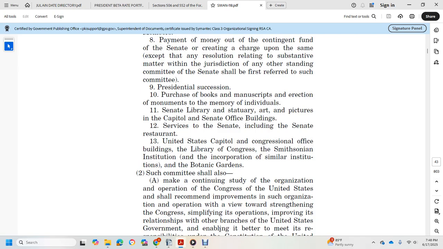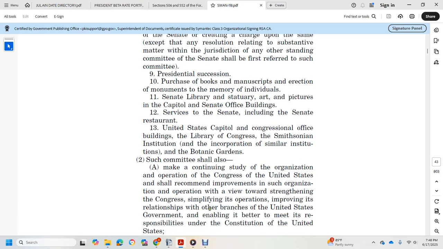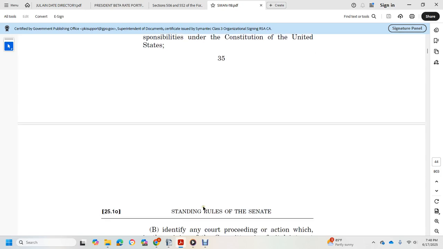Congress of the United States, and shall recommend improvements in such organization and operation with a view toward strengthening the Congress, simplifying its operation, improving its relationship with other branches of the United States government, and enabling it better to meet its responsibilities under the Constitution of the United States.